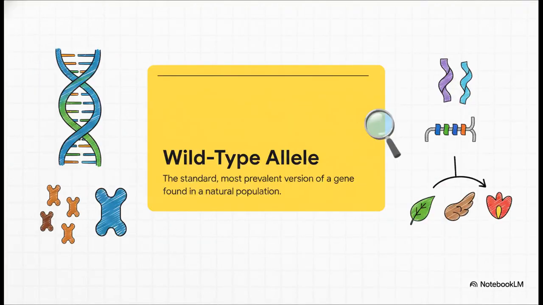Well, the answer lies in this absolutely fundamental concept, the wild type allele. Basically, this is the standard, most prevalent version of a gene found in a natural wild population. It serves as biology's ultimate baseline reference point. So when geneticists are studying a species, they use this wild type as the benchmark to compare against any altered or mutated versions of a gene. And crucially, this wild type allele typically produces a functional protein. It's that specific functional protein that's responsible for creating the standard physical traits, what scientists call phenotypes, that an organism actually displays out in nature.